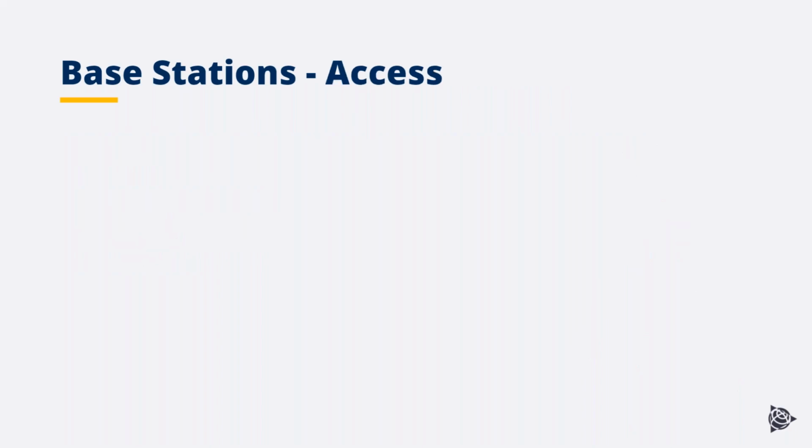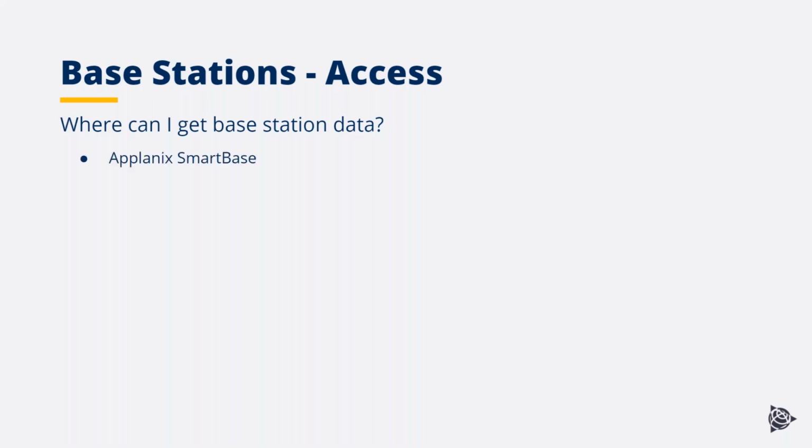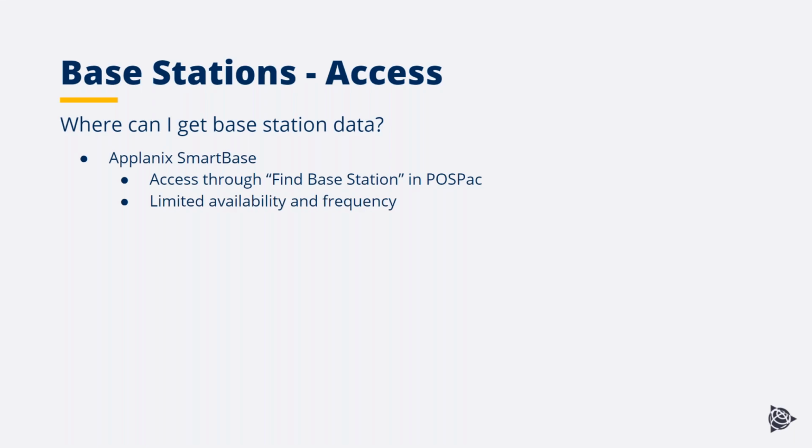The first thing is the access. Where can I get base station data? The first option is using the Applanix Smart Base database. This is the tool you can access through Find Base Station in POSPac. I would personally say that this is not my first option, because the base stations in this database are sometimes quite limited in geographical availability. So it might be that you don't have a base station close enough. Also, some of the base stations in this database are not giving us a dense enough frequency of data.